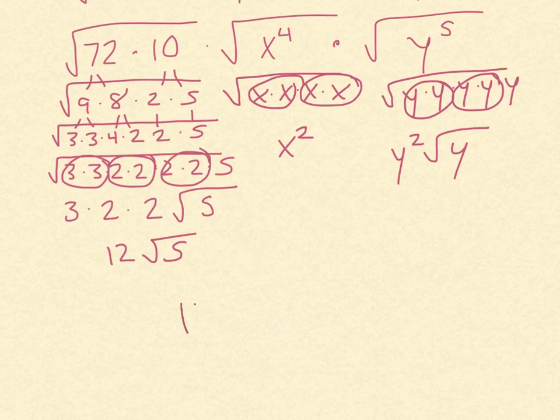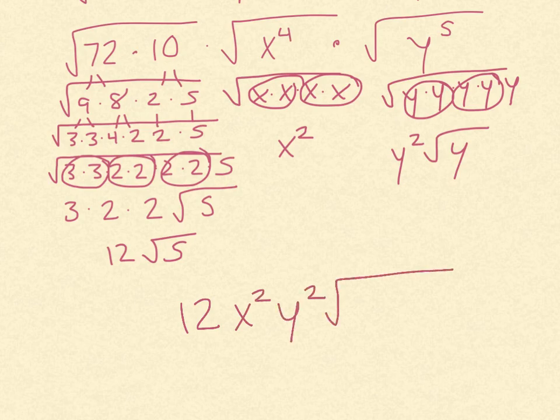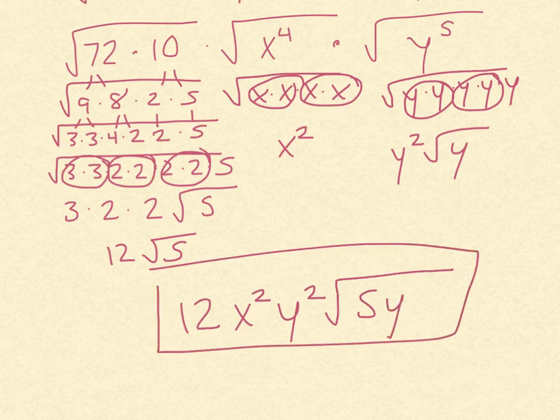So we have 12 x squared y squared. And then everything that stays on the inside, we're going to keep it on the inside. So what stays on the inside? 5 times y. Perfect. So this is our final answer. This one was a long one, but they're not all going to be this much work.